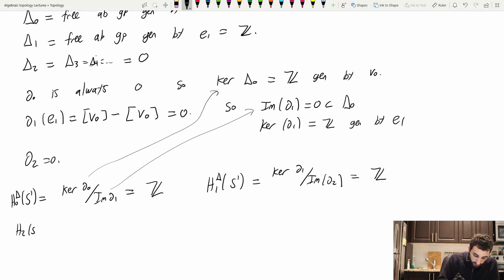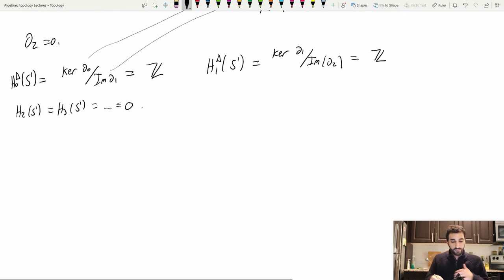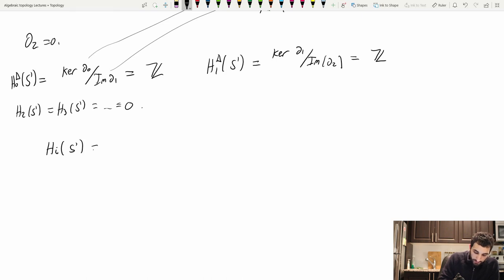H2 of S1 is equal to H3 of S1 is equal to, and so on. They're all equal to 0. So a nice compact way to write this is Hi of S1 is equal to Z for i equal to 0 and 1, and 0 otherwise.